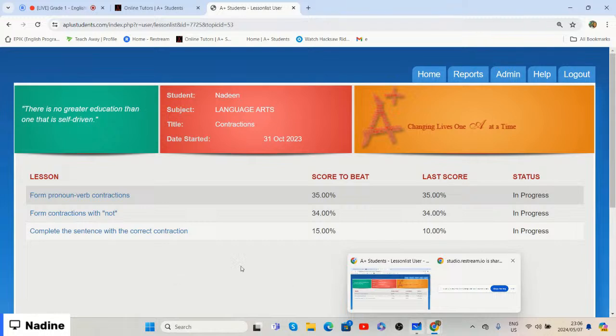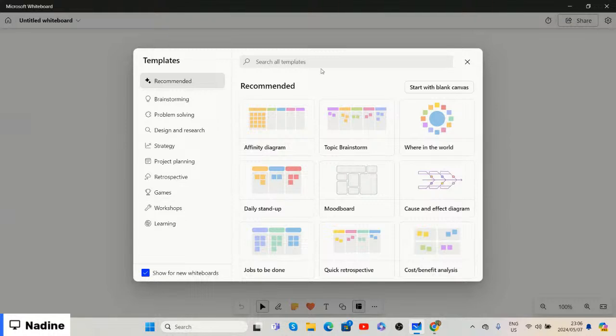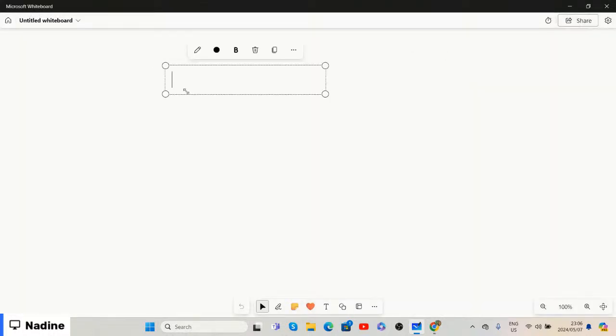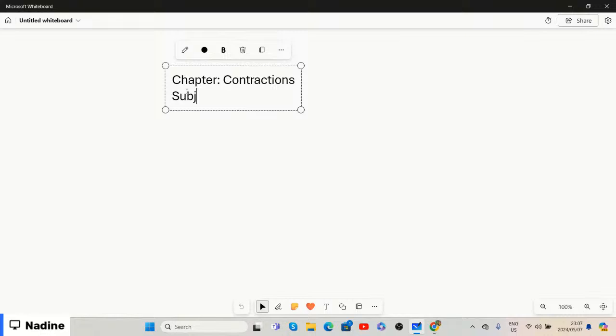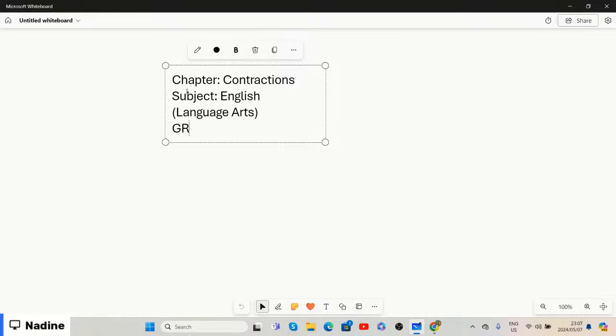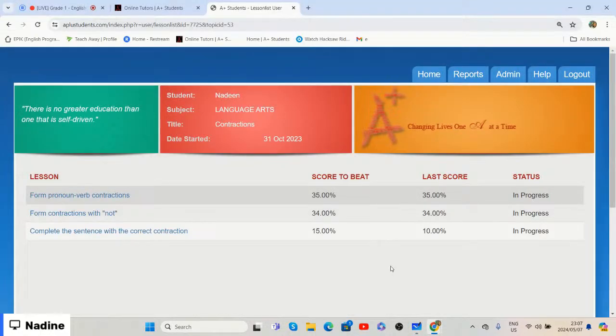All right. So our chapter is contractions. Our subject is English language arts. Our grade, we are doing grade 1. And then the lessons that we are going to be focusing on under the chapter of contractions is to form pronoun verb contractions, and to form contractions with not.